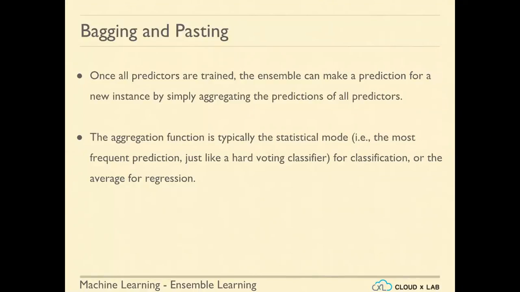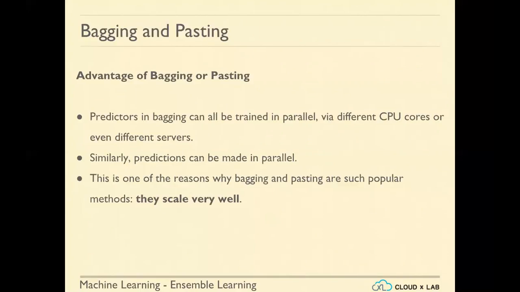Now, the aggregation function is typically either the statistical mode, or the average for regression. If we are going for a hard voting kind of classifier, then we generally take the statistical mode, meaning we pick the most frequent prediction. Now, let's compare the two approaches. One is bagging and the other is pasting.